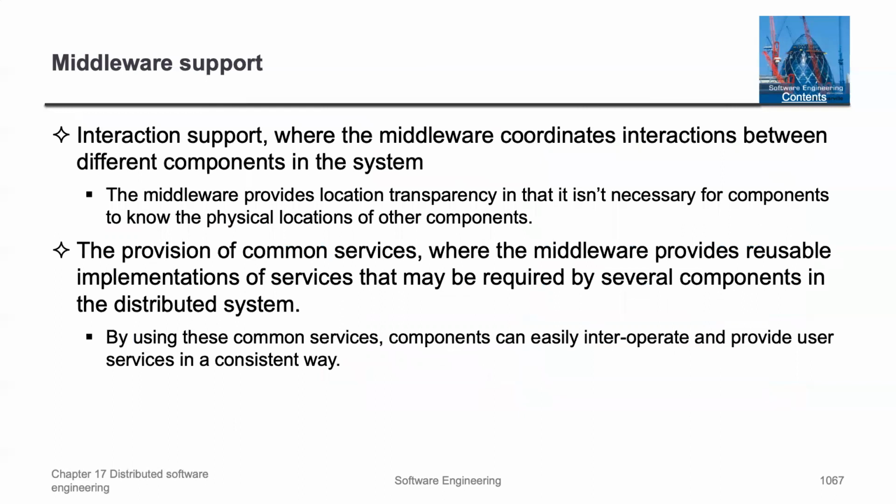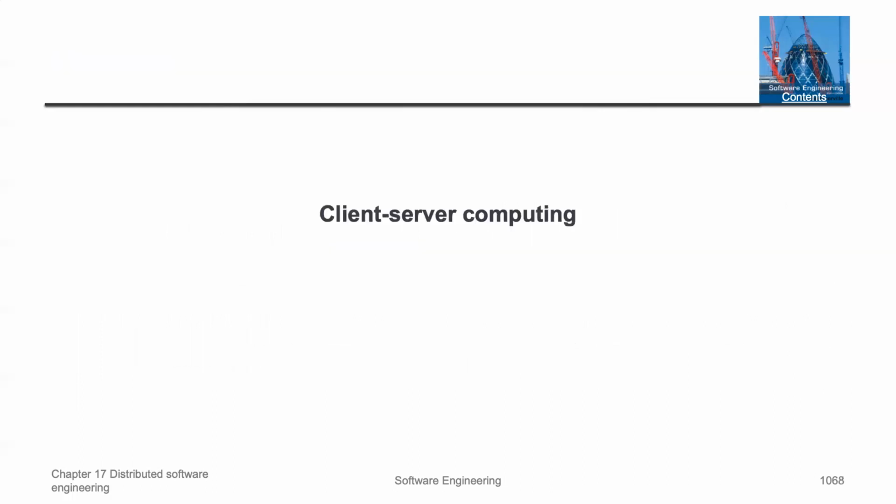In terms of middleware support, there's interaction support and there's provision of common services. For interaction support, this is where the middleware coordinates interactions between different components in the system. The middleware provides location transparency in that it isn't necessary for components to know the physical location of the other components. In the provision of common services, the middleware provides reusable implementations of services that may be required by several components in the distributed system. By using these communication services, components can easily interoperate and provide user services in a consistent way.